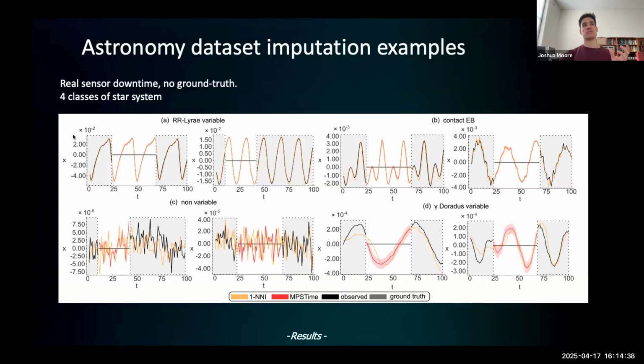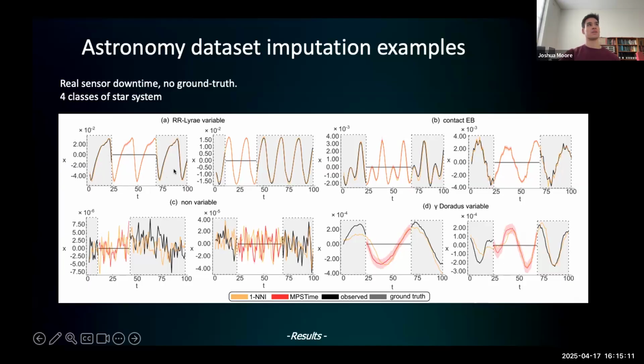So we have periods where there's no ground truth. And so while we can't compute errors, we can inspect, at least qualitatively, some of these imputations to see if they make sense given the surrounding context. These are some examples from 4 different classes of star system. We have this RR Lyrae variable system, this contact eclipsing binary, non-variable, and gamma Doradus. And we're comparing MPS time, which is our MPS-based approach, to a nearest neighbor baseline.